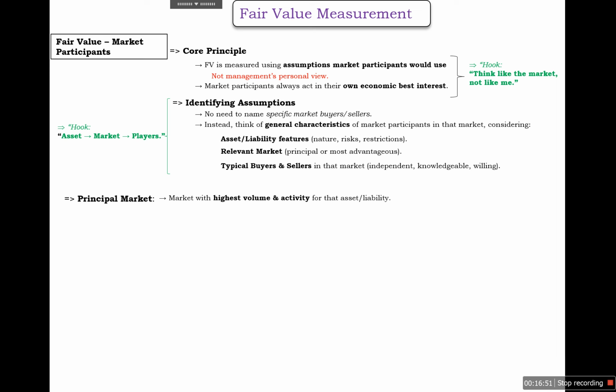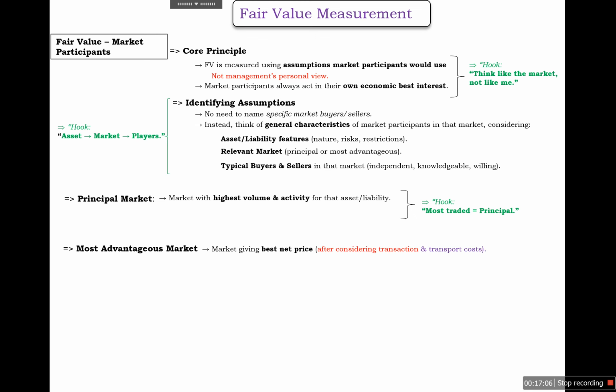Next is the principal market that we have already discussed. This is the market that has the highest volume and activity for the asset or liability. And if a principal market is there, we are not supposed to go for the most advantageous market. And if there is a lack of a principal market, then we need to look at the most advantageous market, which has transactions that give the best net result after considering both costs, transaction and transportation cost.